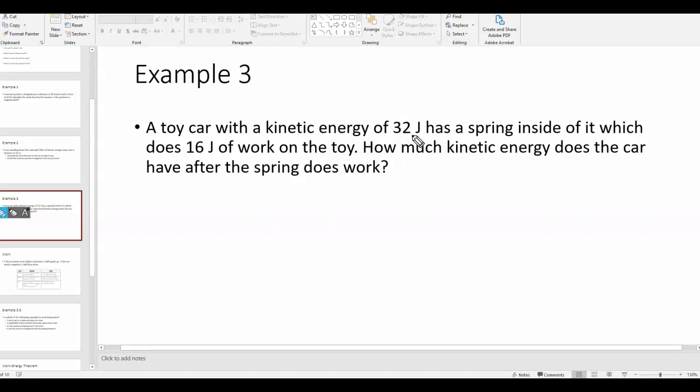Okay, so once again, we have here a concept question. Do you understand the concept that work is to add or remove energy from the object? So let's think about this logically. Car starts with 32 joules of energy. There's a spring inside of it, which does 16 joules of work. Now, do you think that's positive work or negative work? Do you think the spring is adding energy to the car?